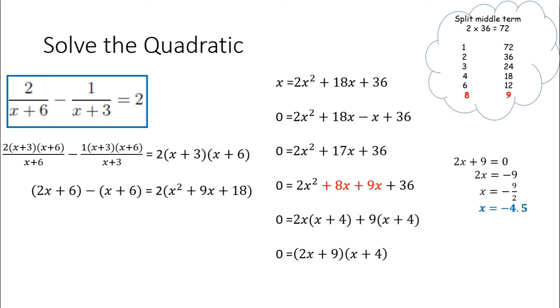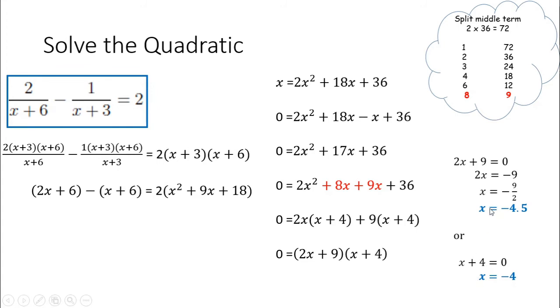Then I'll try that with the second equation, or the second bracket, excuse me. That is 4 plus x, or x plus 4, must be equal to 0. If the first bracket's not equal to 0, the second bracket must be equal to 0. That's the only way I could say that this bracket times this bracket will multiply to make 0. So x plus 4 equals 0, which means that x on its own must be equal to negative 4. So those are my two possible values for x.